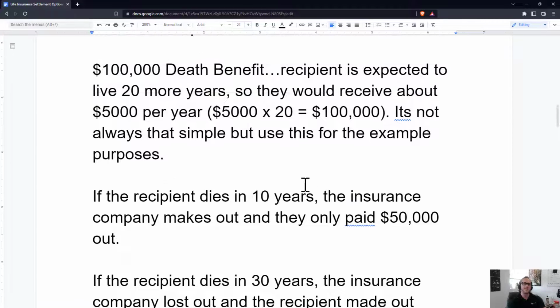If the recipient dies in 10 years, the insurance company actually makes out, and they only paid 50 grand on the whole thing. So they said, we're going to give you 5,000 a year if you live 20 years and the full amount is paid out. But the recipient dies in 10 years, so actually the insurance company makes out because they only paid 50,000. So the insurance company keeps the remainder.